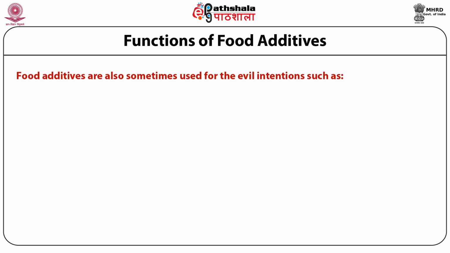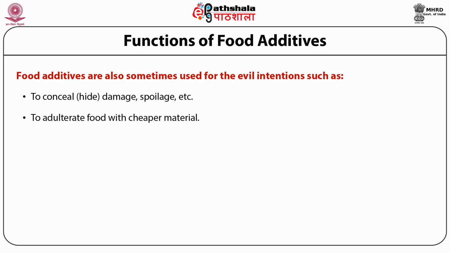Now, some of the evil intentions, I should say, which could be there in utilizing food additives, like to conceal or hide damage, spoilage, etc. For example, neutralizers are added in acidic milk to hide the poor quality of milk. Next is to adulterate food with cheaper material. Many times starch is added as an SNF source in milk. Then you can use food additives to cover up the use of faulty ingredients. So flavors are added to mask the bad qualities of the faulty ingredient.